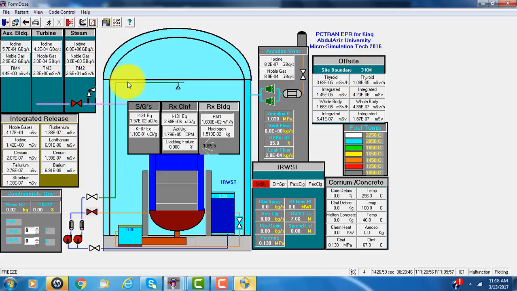So in this brief introduction, we show you how to run the nuclear power plant and to ensure the maximum protection to the public. Thank you for watching.